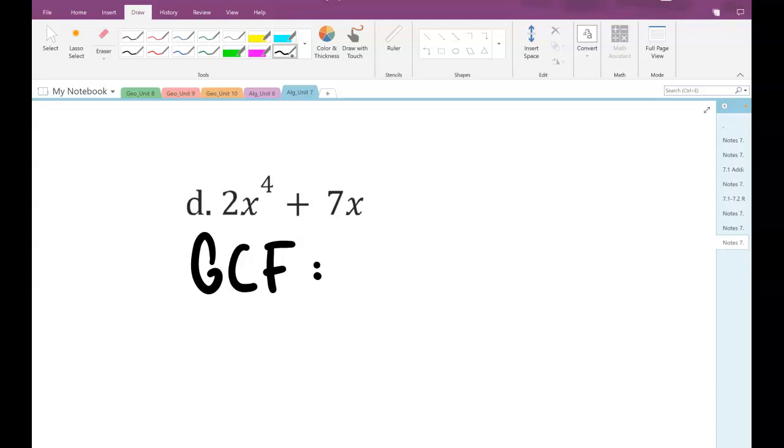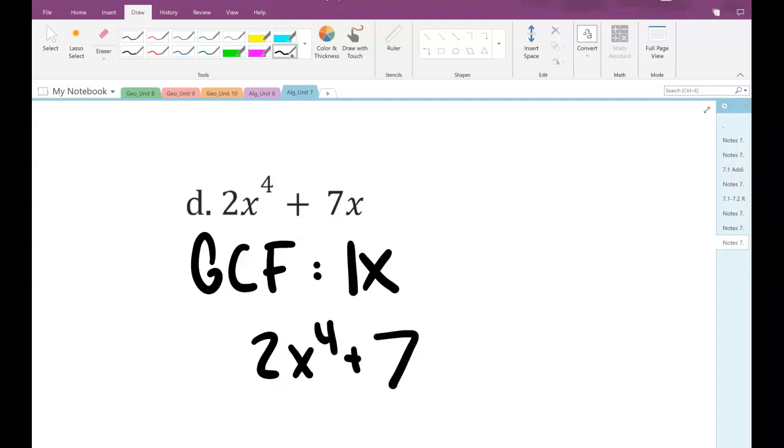So 2 and 7, the greatest common factor is 1. And then with x to the fourth and x, your greatest common factor is x. So altogether, your GCF is 1x. You rewrite out your original, 2x to the fourth plus 7x.